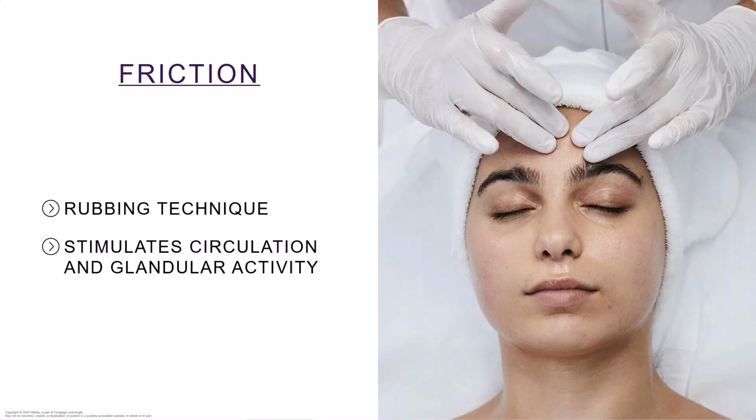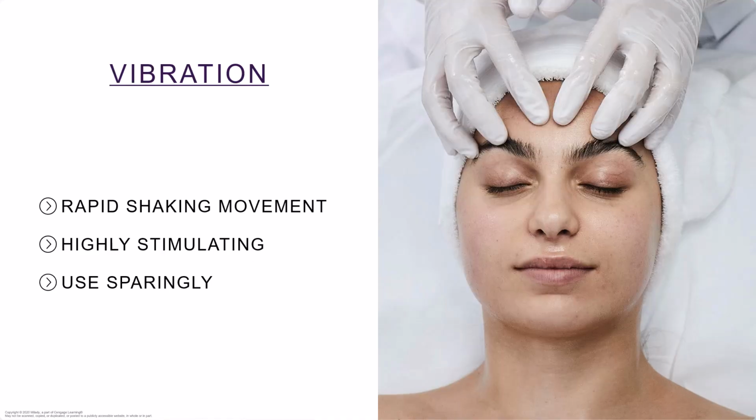Friction is an invigorating rubbing technique that stimulates the circulation and glandular activity of the skin. It can be performed in a circular manner or a crisscross manner, and pressure is maintained throughout the massage movement. And you would use circular friction movements on the scalp, arms, and hands, and lighter movements on the face and the neck. Vibration is a rapid shaking movement in which the esthetician typically uses their body and shoulders, not just their fingertips, to create the movement.